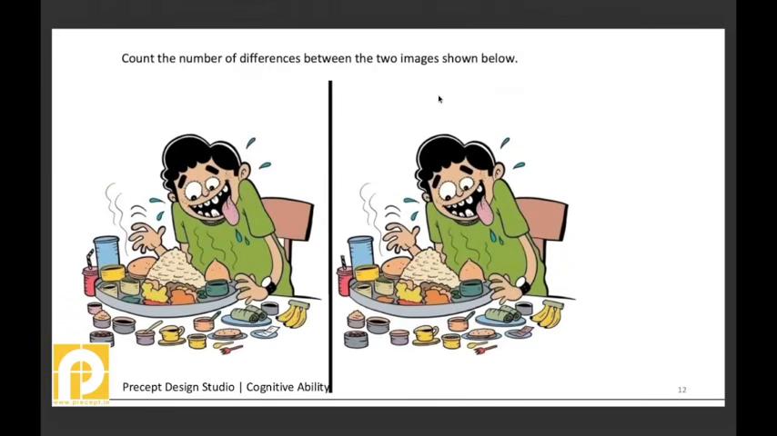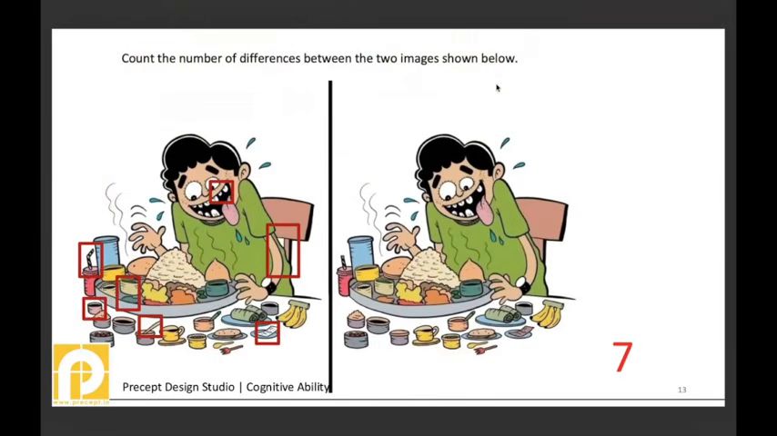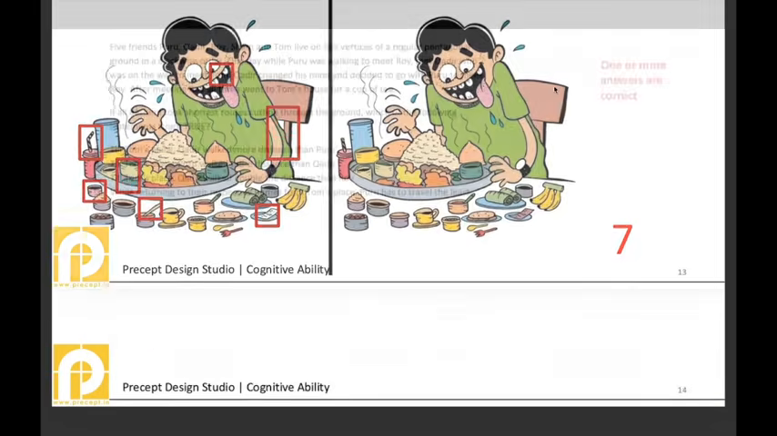We are given here two similar images. You have to count the total number of differences between the two images. So these are all the differences that are there. This is the first one; second, which is a straw missing; third, the color of the chutney; fourth, missing bowl; fifth, the spoon is missing; sixth, the color of the bill; and seven is that wooden piece which is wrong on the chair at the back. So the correct answer is 7 here. We'll move to the next one.